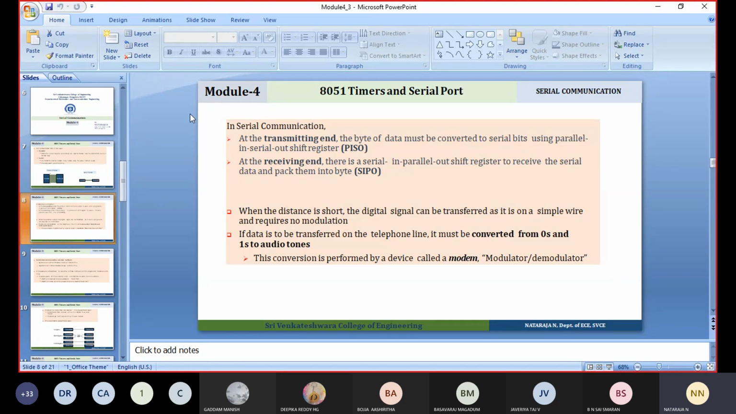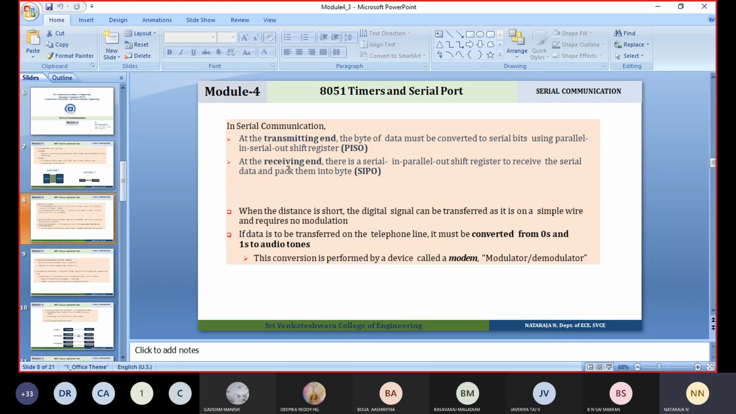Here, as per our convenience, we are converting a parallel input to a serial output, which means we are going to get serial data. For example, we have parallel data 1111 or 1010, and we are going to convert it into serial data. The serial data will be transmitted one after the other. At the receiving end, there is a serial in, parallel out shift register. We receive the serial data and pack it into a byte of data. Then again we convert that serial data into parallel data.